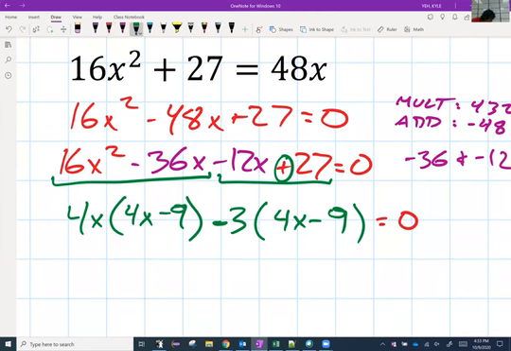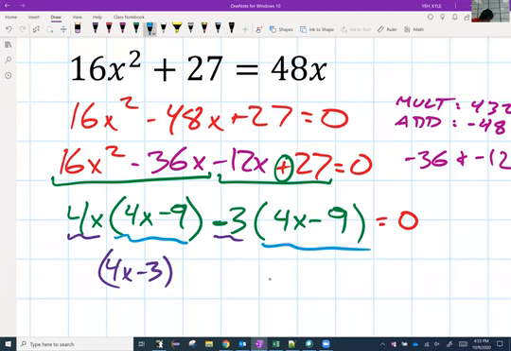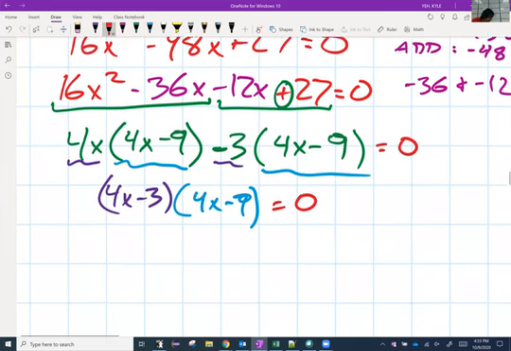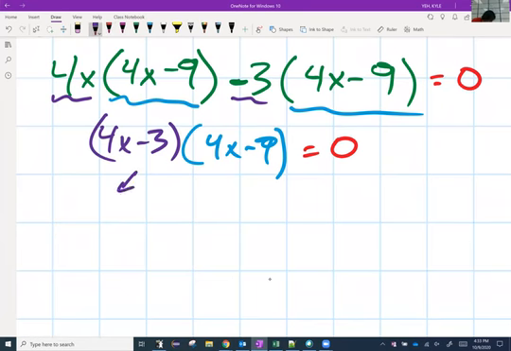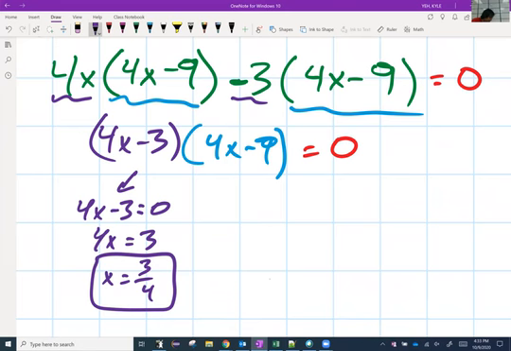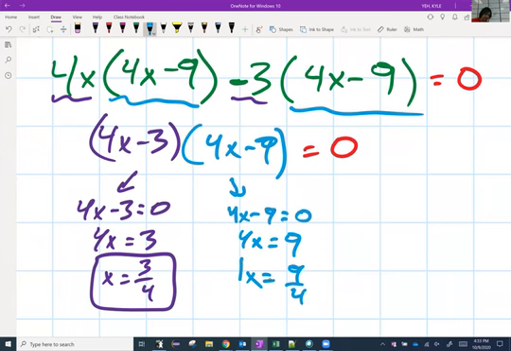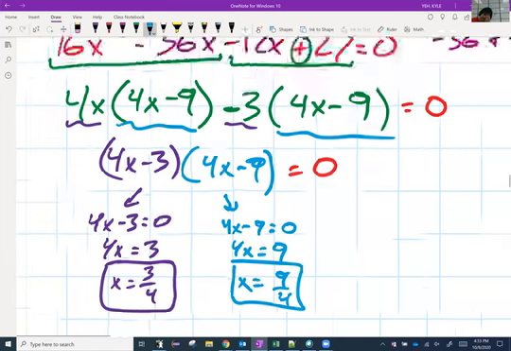Now I know that my two factors, 4x minus 3 times whatever was left inside both of them, 4x minus 9, equals 0. Which means either 4x minus 3 equals 0, which would mean 4x equals 3, which would mean x equals 3/4. That's one possibility. Or 4x minus 9 equals 0, which means 4x equals 9 once we add it over, and x equals 9/4. And there are my two possible solutions.